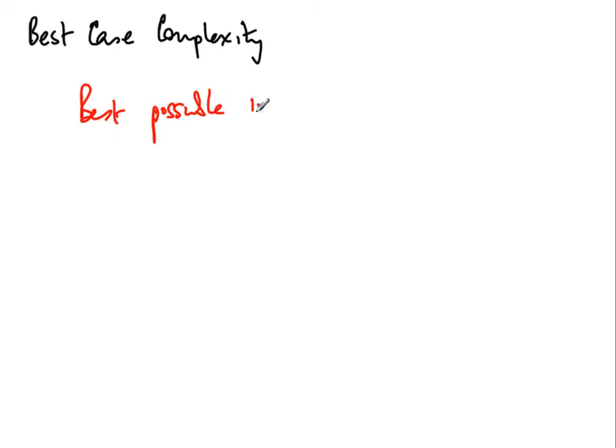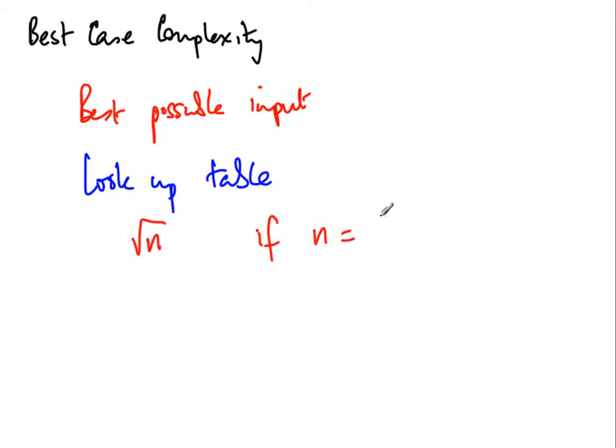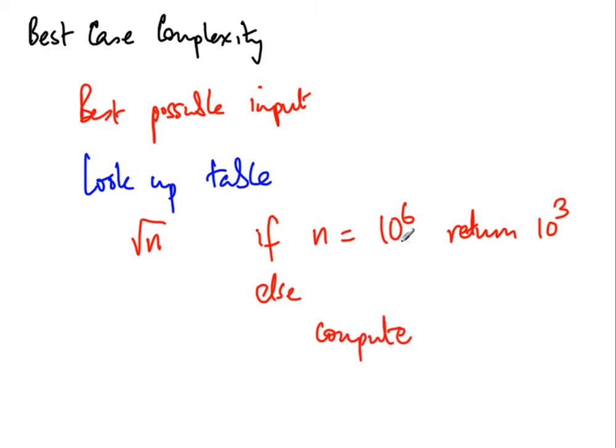Another possibility, of course, is to be optimistic. So we can do this thing called best case complexity. Like in the previous example, we can look at the best possible input. But of course, this is in some sense not at all sensible. For instance, we could just fix this by having a lookup table, right? So supposing we have an algorithm for square root of n. We can have a function which says something like, if n is equal to, say, a large number, return 10 cubed, else compute. Now, this would suggest that for this algorithm, 10 to the power 6 is the best case input. But of course, it makes no sense because the algorithm is really tuned to doing 10 to the power 6, right?